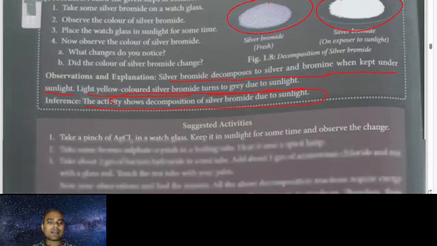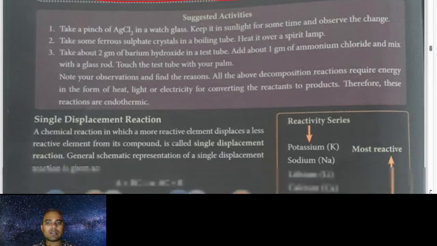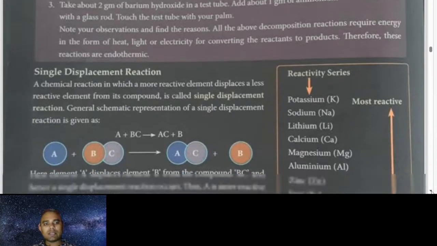What kind of decomposition, student? It is the photolytic decomposition. Similarly, AgCl also you can do.